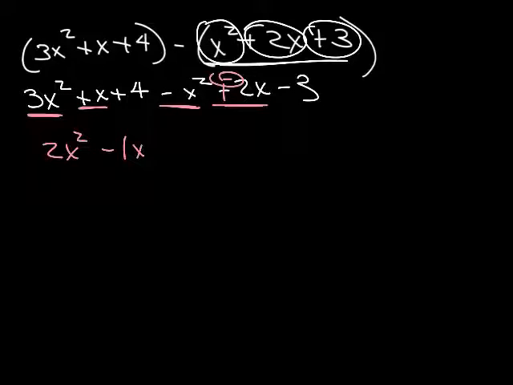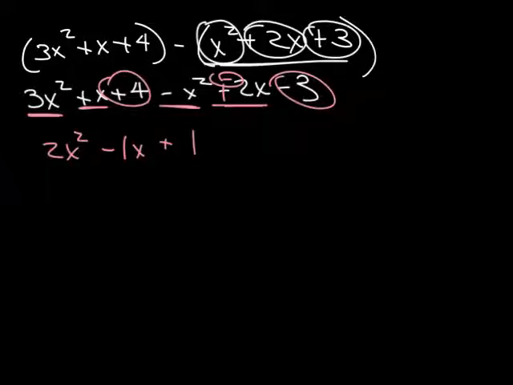So that ends up being just a negative x. And then we have our 4 and our minus 3. So 4 minus 3 is 1. And we get that for our answer.